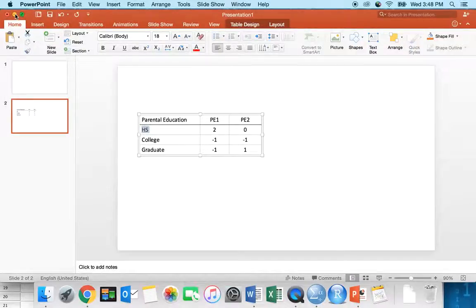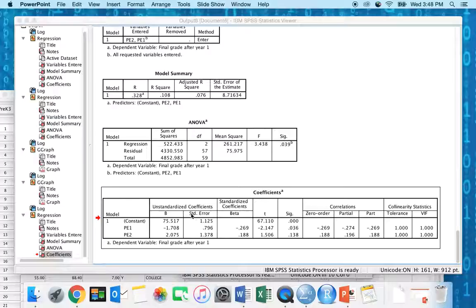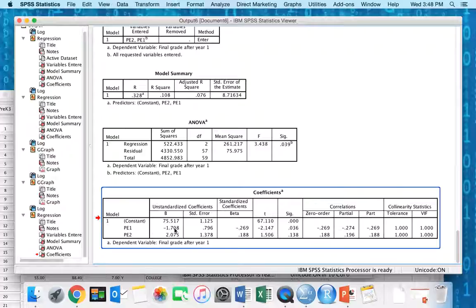And of course, we're interested in that in the practical sense. We're not just interested in seeing there's a significant difference. We're interested to see if one is significantly larger. And the sign of the coefficient tells us that as we moved from college and graduate together to high school degree, it went down. Therefore, the college and graduate level mean is higher than the high school level mean of final grade after year 1.